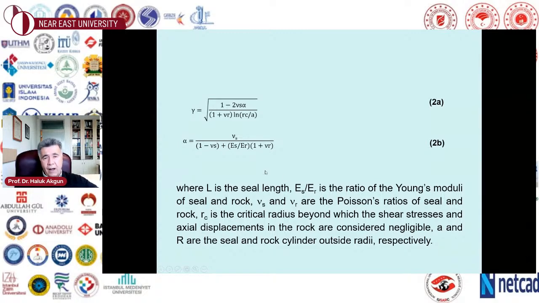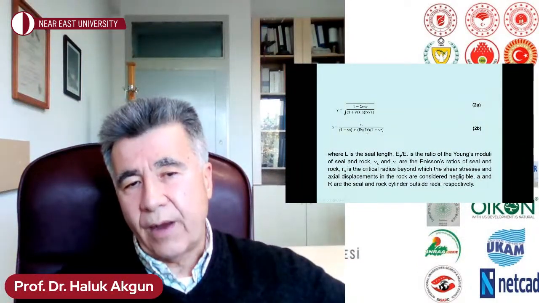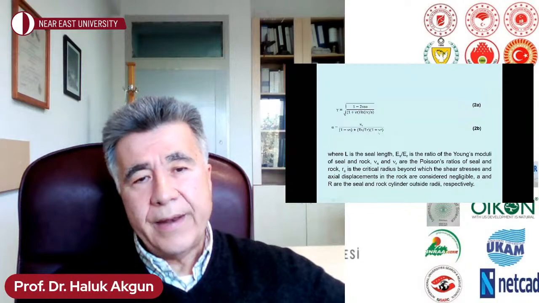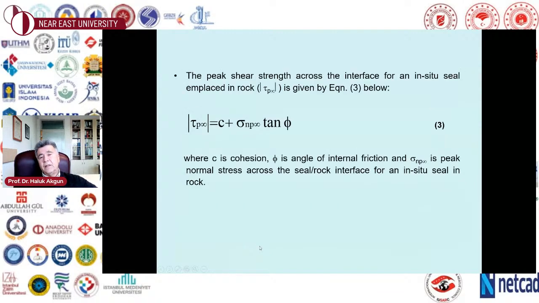And what else here? Alpha is given by this parameter here. Es over Er is the modulus ratio, meaning the ratio of the Young's modulus of the seal or of the plug to the Young's modulus of the rock. And L is the seal length. Rc, I think I have covered it all.